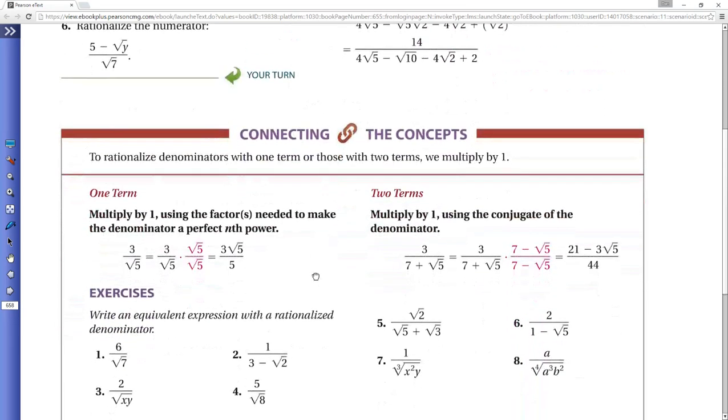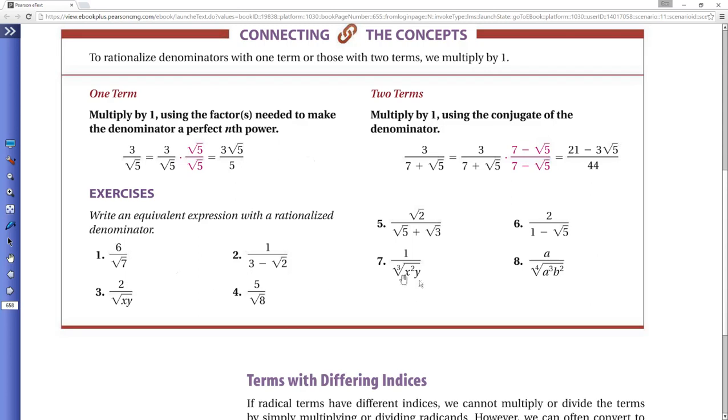Now they're talking about concepts here. This is a nice summary of what we've gone through in the example so far. If I have one term, I can multiply by that radical, usually that's in the denominator or the part that I'm trying to rationalize. If I have 2 terms, you need to remember that I can multiply by 1. In fact, that's what's going on with both of these. I can multiply by 1 using a conjugate of the denominator, or in other words, the second part of that difference of squares.